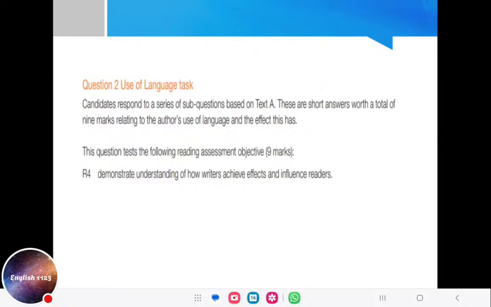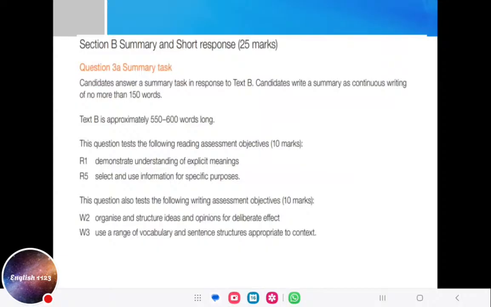Now the next one, that is section B, summary and short response. Again, the first topic was comprehension and use of language, and it has two questions in it. Question number 1, comprehension task, 16 marks. Question number 2, use of language, 9 marks. Now our second topic, that is summary and short response. It has 25 marks. Summary has 20 marks and short response has 5 marks. That makes it 25. So what do we basically expect the students to do?